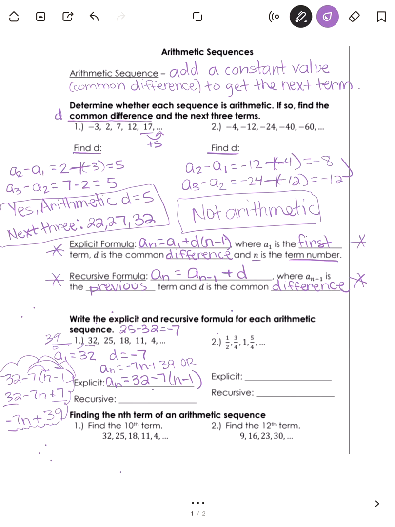Recursive formula. Don't forget about that. So a sub n equals a sub n minus 1 minus the common difference. Done. That's it. No other way to rewrite that.